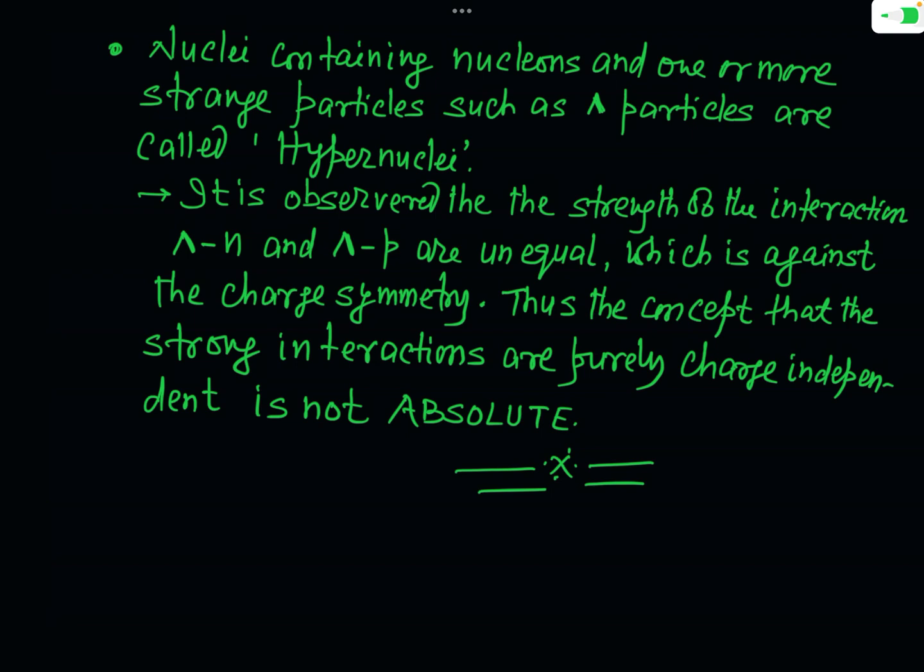But you know, if a nucleus contains nucleons and, along with these nucleons, one or more strange particles like lambda particles are also present, then such a nucleus is called a hypernucleus. Normally people say that inside a nucleus there are nucleons, that is neutrons and protons, but it is possible that inside a nucleus, apart from these nucleons, one or more strange particles like lambda particles are also present. So all those nuclei in which, along with the nucleons, strange particles like lambda particles are also present are called hypernuclei.